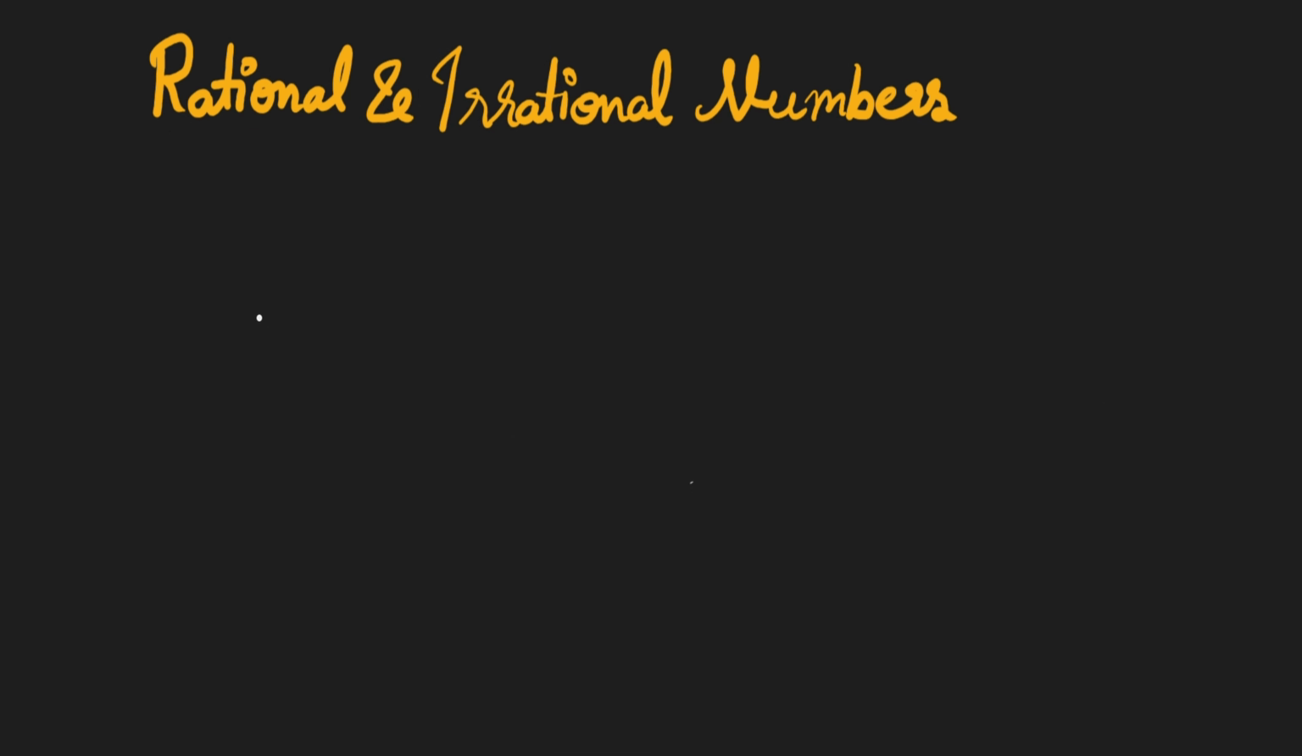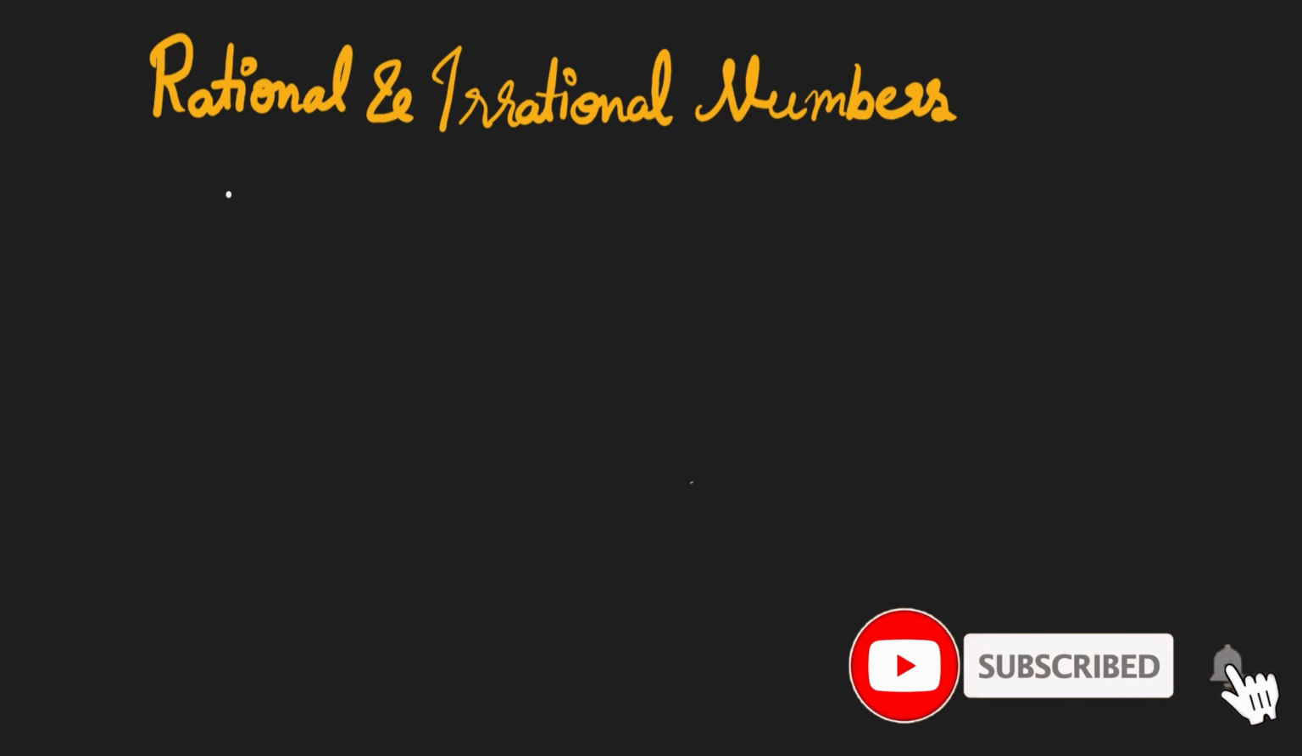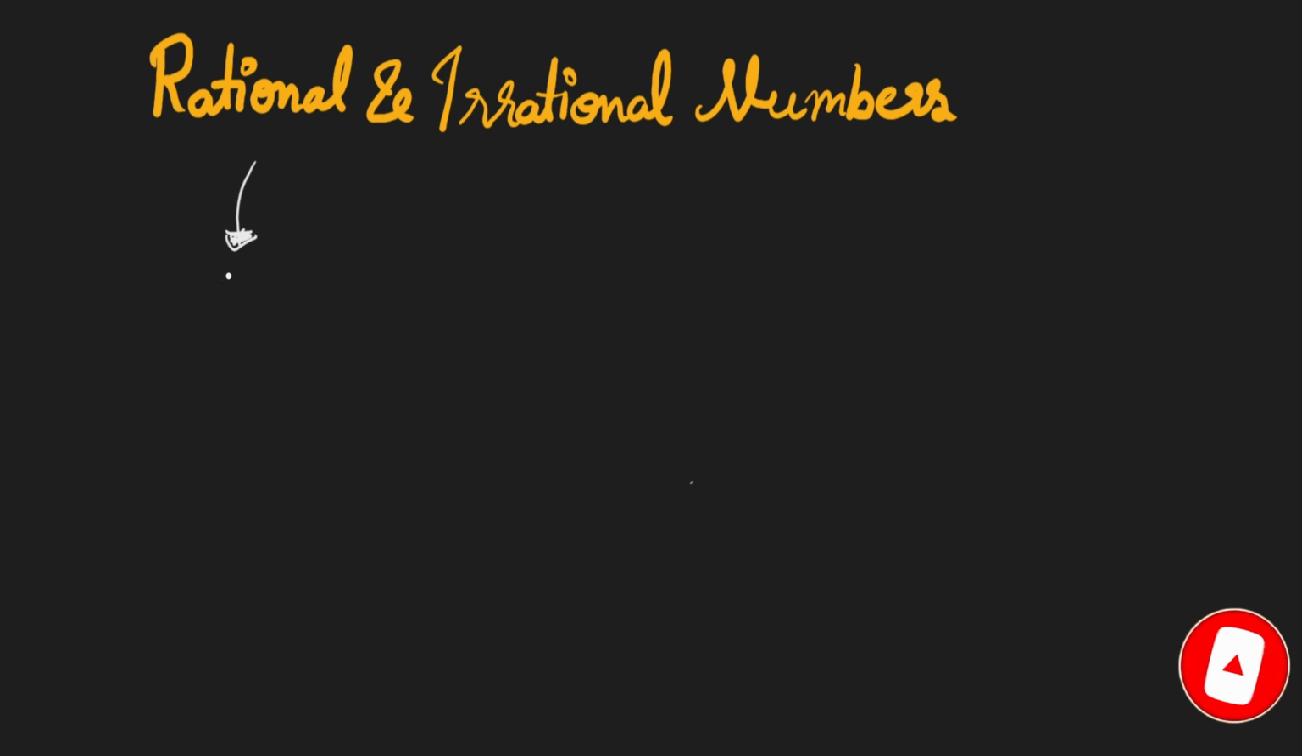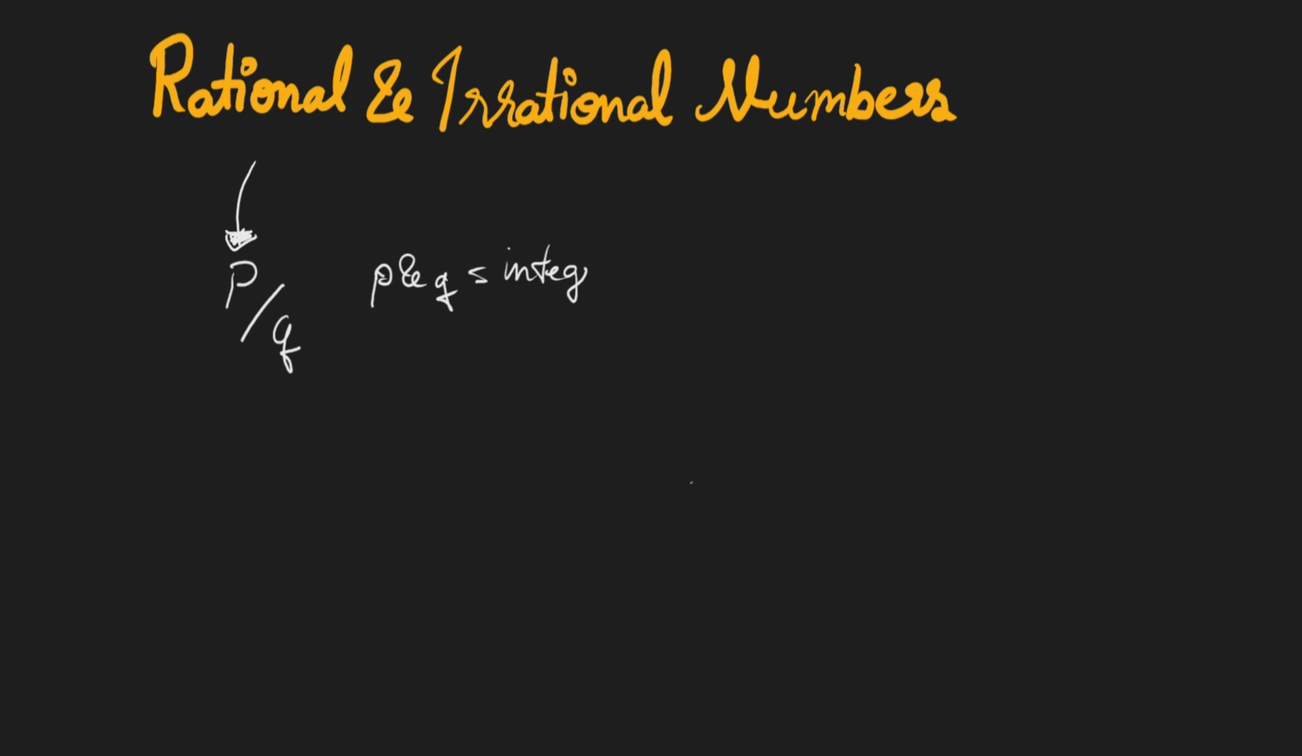This video is about rational and irrational numbers. So what are rational numbers? Well, rational numbers are all numbers that can be written in the form of P by Q, where P and Q are all integers and Q is not equal to 0. These are the two conditions for a rational number.